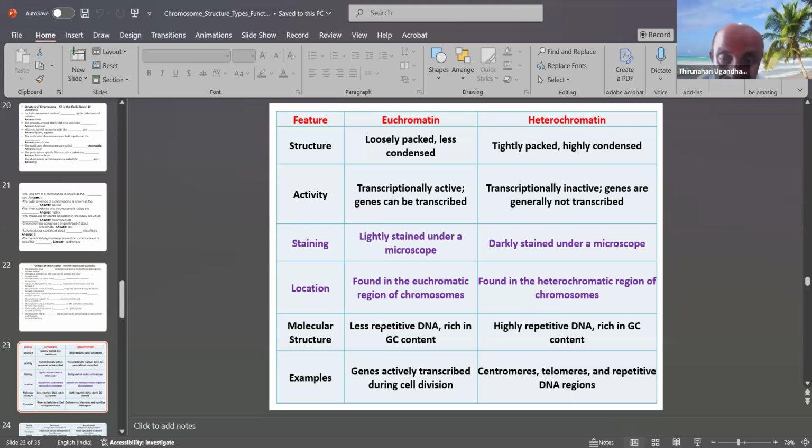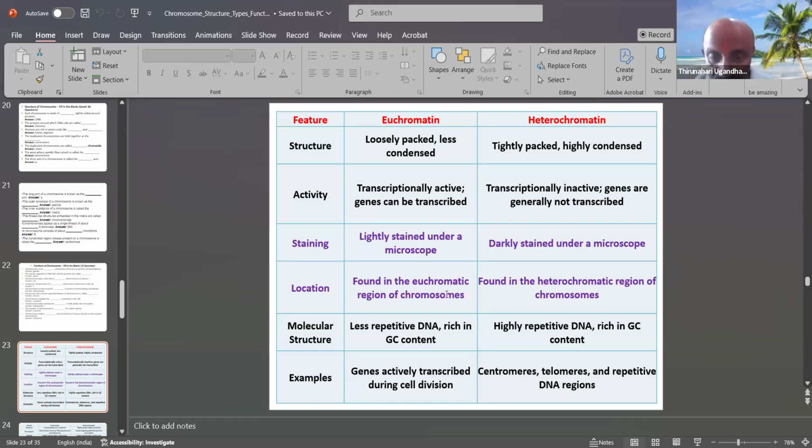Transcriptionally active genes can be transcribed in the euchromatin part. The transcriptionally inactive genes are generally not transcribed. Plants and animals both have these two types. Under the microscope, staining shows a thick, dark color of the chromosomes and a light color of the chromosomes. The two parts are distinguished based on the staining process. Heterochromatin is darkly stained under a microscope.